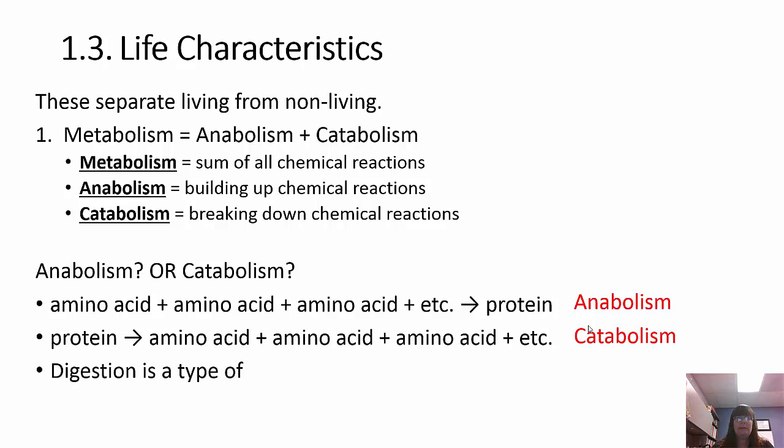So digestion is a certain type of catabolism. When you eat food, you take in food and you break it down into its components. We cannot utilize food as we eat it. So if we eat a hamburger, for example, we cannot use that hamburger meat in its current state. We have to break it down into its amino acid and protein components.